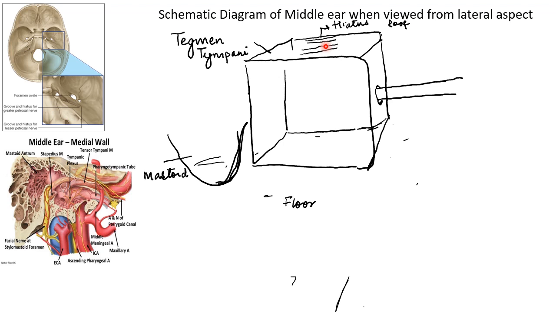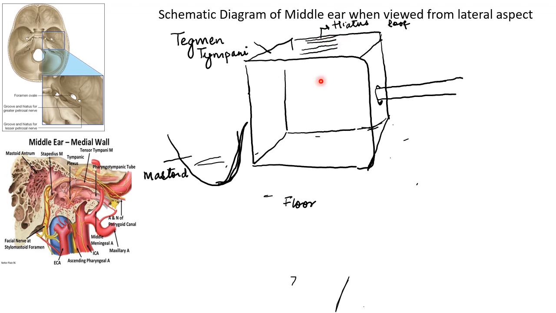Okay. Now, what is the importance of the roof? The importance of this plate of bone is that when we have an infection in the middle ear cavity, there is a chance that it can breach this wall, this roof, and enter and cause meningitis or temporal lobe abscesses.